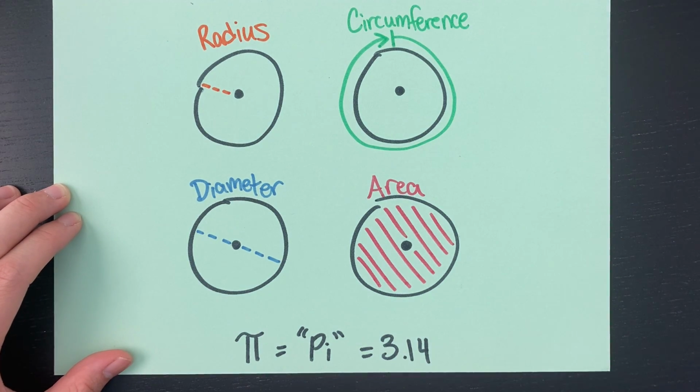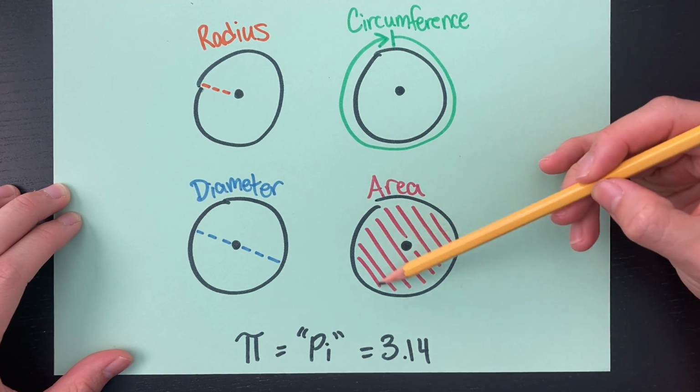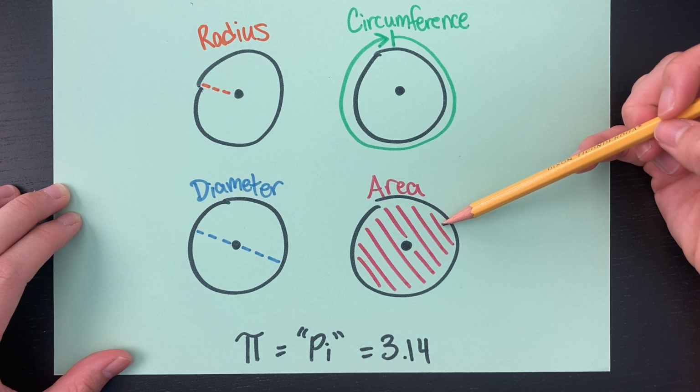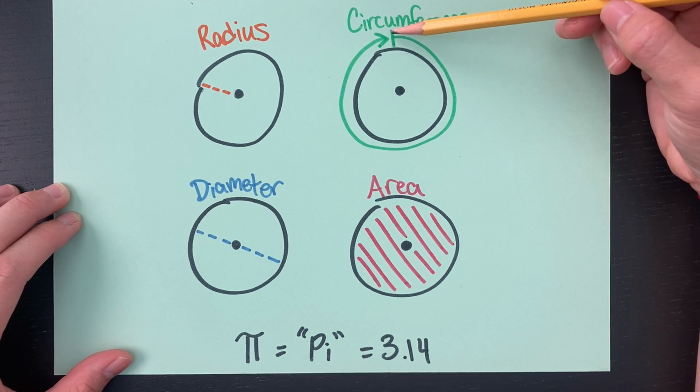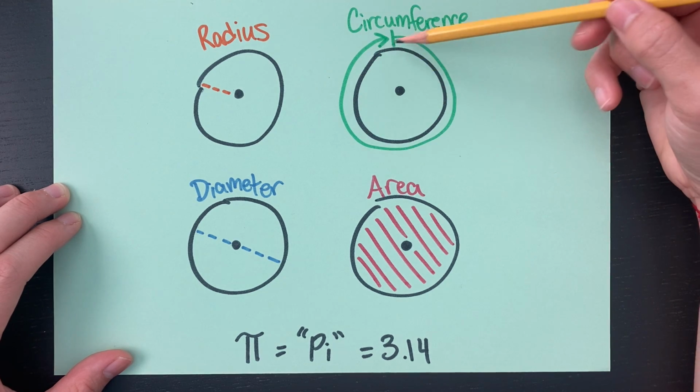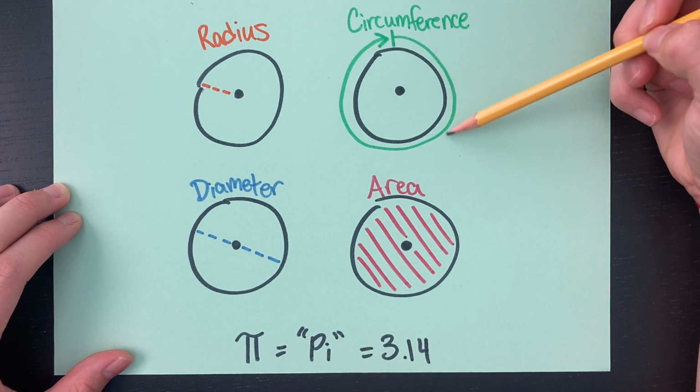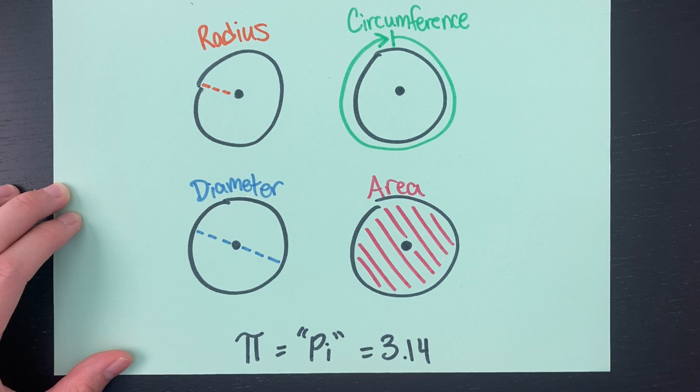Now you have your area. Your area is the inside of your circle. And then your circumference. This one's kind of confusing. Your circumference is the distance around your circle. The distance around. Let me give you a quick example.